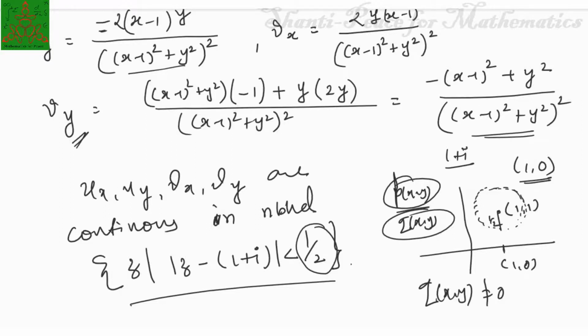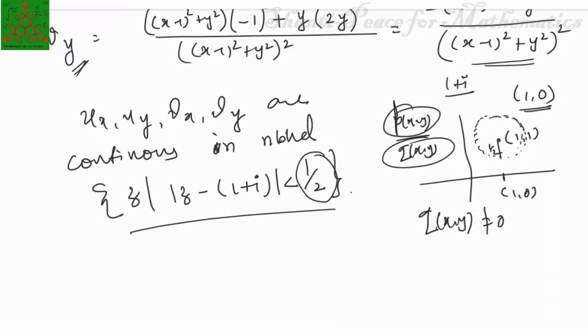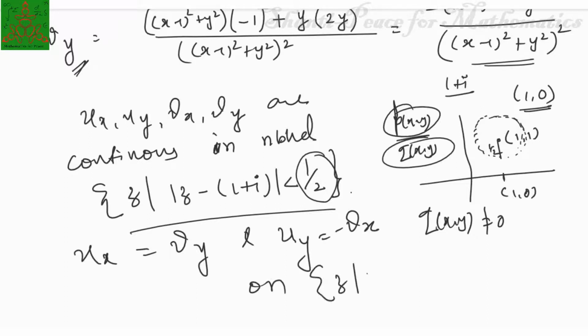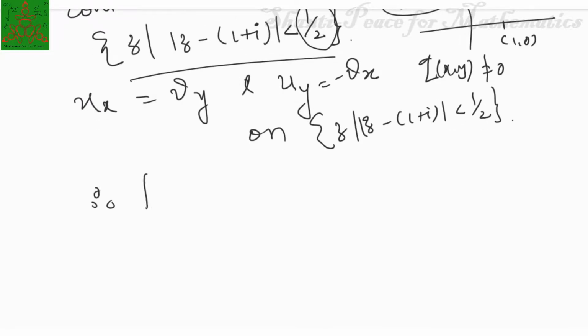And the CR equations are also satisfied on this neighborhood, that is ux is equal to vy and uy is equal to minus vx on this neighborhood, that is all z such that mod z minus (1 plus i) is less than 1 by 2. So hence we can say that the function is analytic at the point, therefore f is analytic at 1 plus i. That completes the solution of this example.